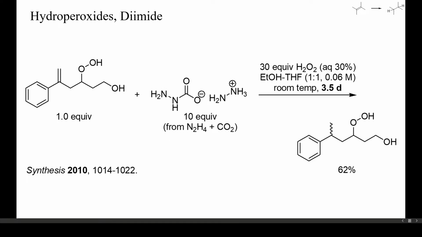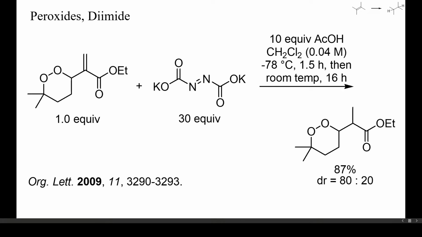Also, hydroperoxides are readily reduced under the standard conditions of catalytic hydrogenation. In this example, a styrene could be hydrogenated without peroxide reduction with diimide generated from hydrazinium carbazate and hydrogen peroxide. In this example, the selective reduction of an electron-deficient alkene in the presence of a peroxide proceeded a bit faster than in the previous example. Again, diimide was used as reducing agent.